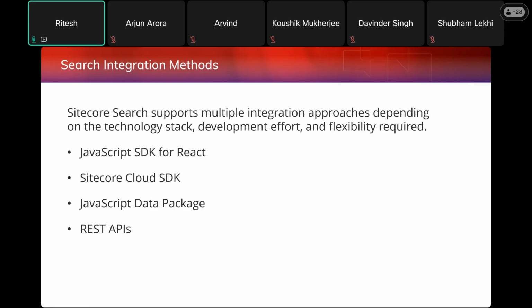So technically, XM Cloud and Sitecore Search are composable products from Sitecore, which work very smoothly in terms of integration. But if you have a product like Sitecore XP, you can still use Sitecore Search with XP. It's composable, so it can be integrated with XP as well.